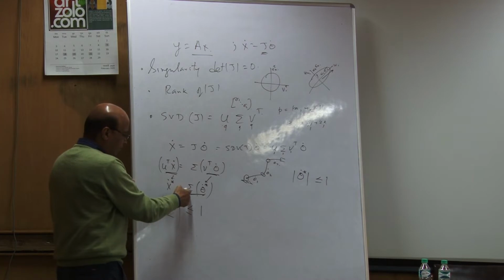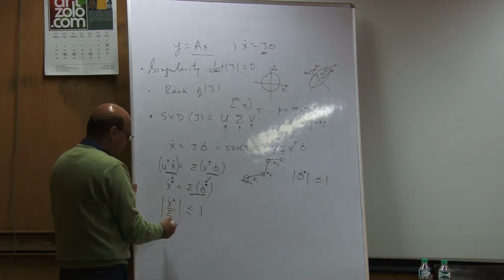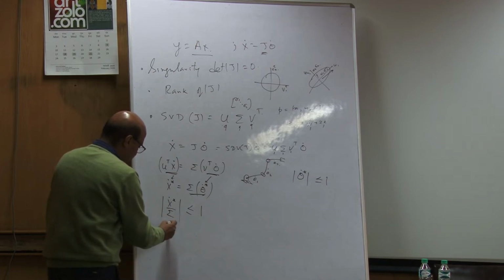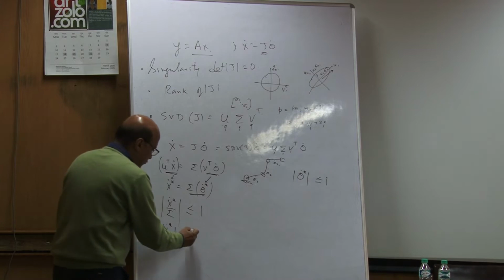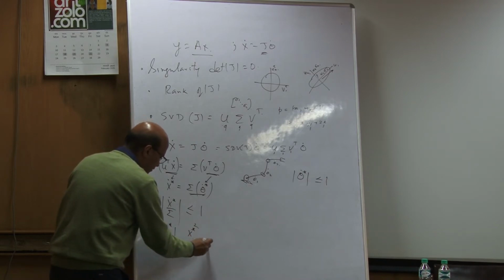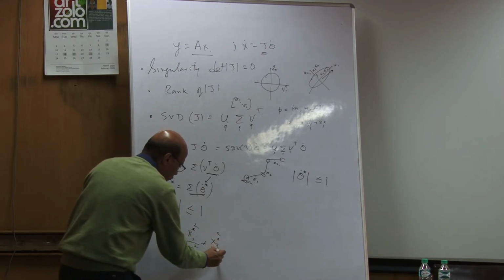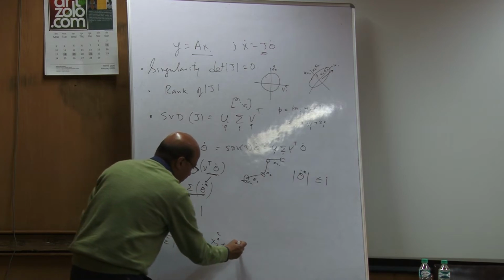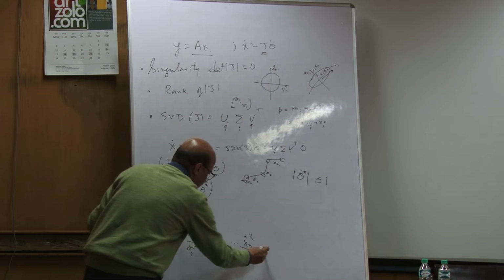So we are left with sigma. Then I bring sigma this side, it comes at the bottom. So this is written as x dot hash divided by sigma, mod. Now this term, what is it? The mod of this term is x1 squared divided by sigma 1 squared, plus x2 dash squared by sigma 2 squared, plus like this up to xn divided by sigma n squared, is less than or equal to 1.